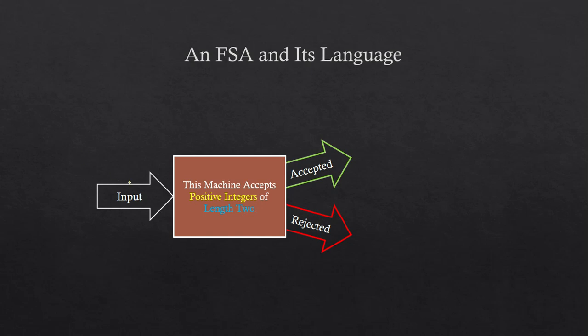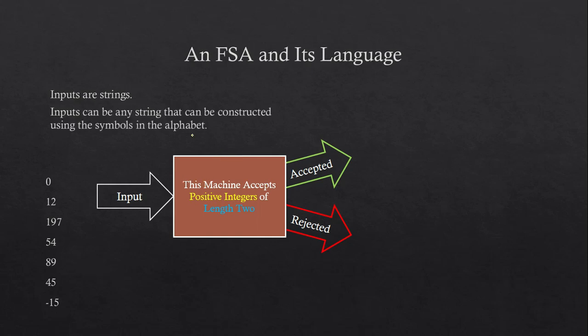Now we already know that inputs are going to be strings, something like this. But not all strings in the universe are acceptable for all machines. This machine only deals with integers, the positive integers. So in the alphabet of this machine, we are only going to have the digits from 0 to 9 and the plus and minus sign, and all the strings must be constructed using those symbols. So something like this is not an acceptable input for this machine.